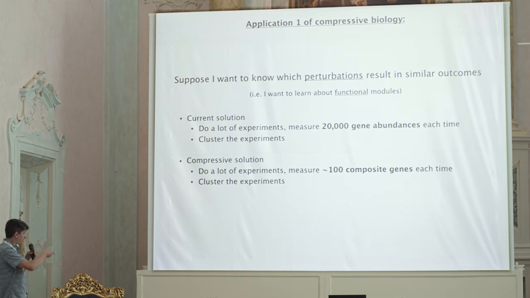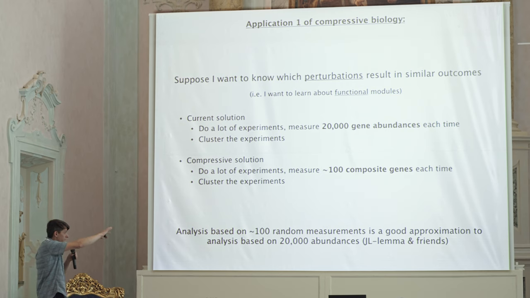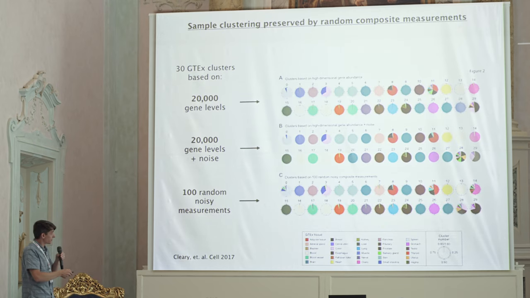The alternative way with composite genes is that, again, we set up those experiments, but instead of collecting information on 20,000 different gene abundances each time, I could collect just 100 randomly defined composite genes. And then it turns out, if I cluster the experiments based on this vector of length 100, it's a very good approximation to the clustering that I would get based on each sample having a vector of length 20,000. This actually comes from a very general theorem from applied mathematics called the Johnson-Lindenstrauss lemma. In this case, it doesn't even really depend on any structure that exists in biological systems. But we've shown that this holds, nonetheless, in biology in a number of different applications.